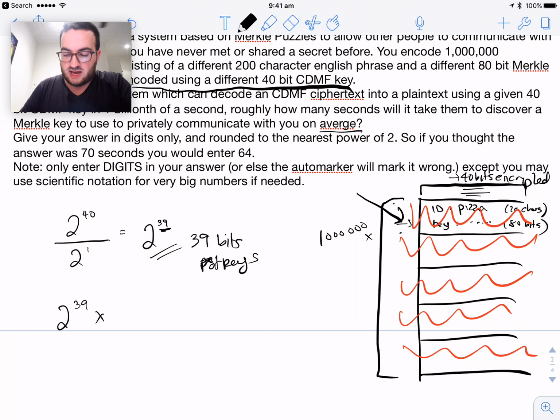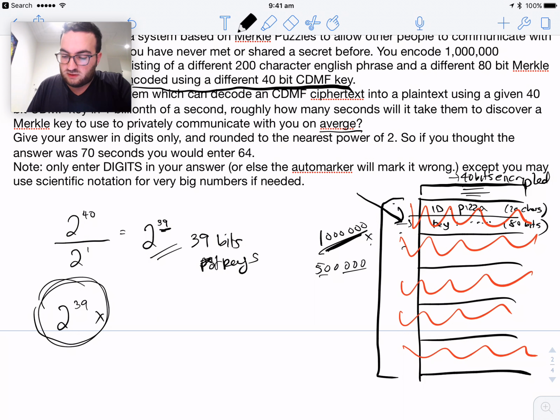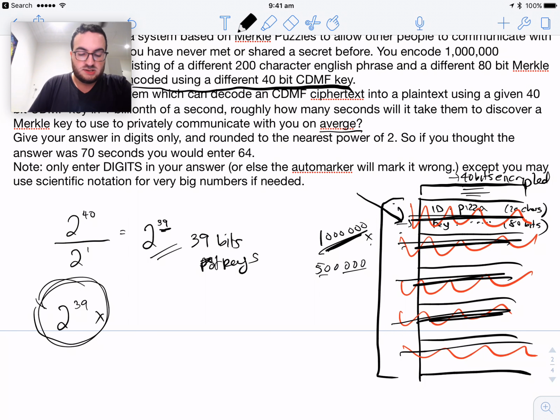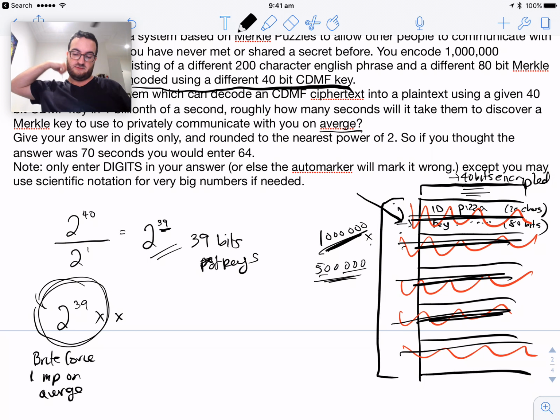Now, I'm going to have to do that. There are a million of these. So on average, I'm going to find it halfway through. So that means I'm going to have to do 500,000 of these. So I'm going to have to brute force one of these rows, and I'm going to have to do that 500,000 times as I go down this line. This is brute force one Merkle puzzle on average. And then I'm going to have to multiply it by the average number of Merkle puzzles, divided by 2.